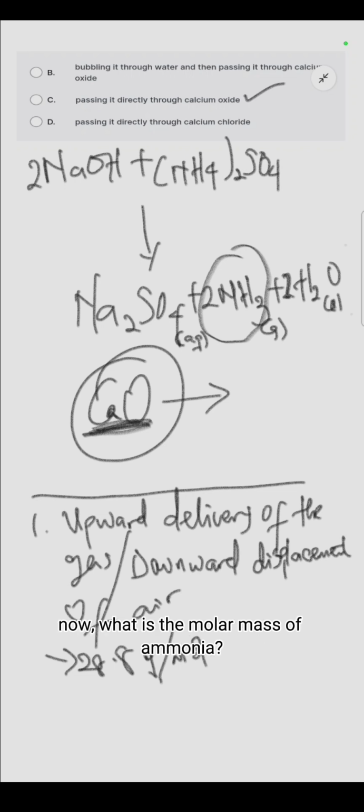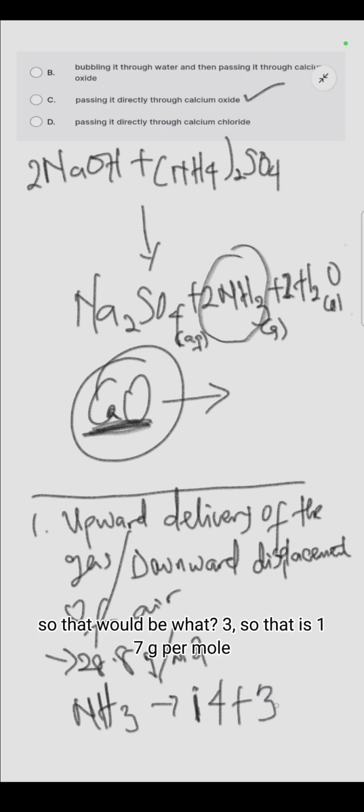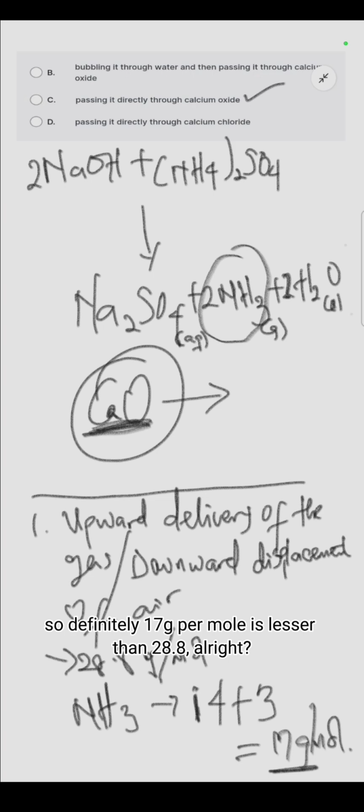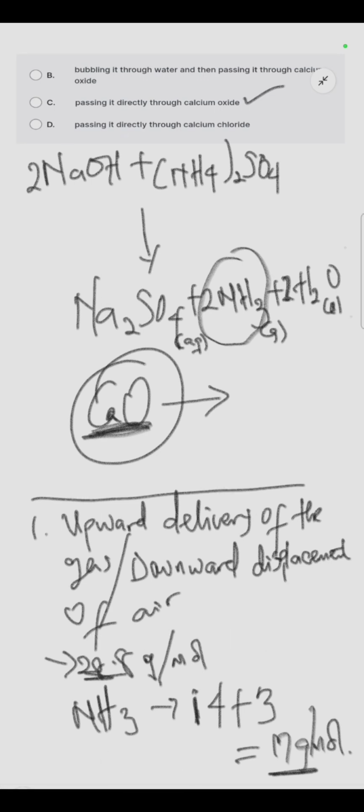Now, what's the molar mass of ammonia? Ammonia is NH3. So nitrogen is 14 and hydrogen is 1, but we have 3 atoms of hydrogen here. So that would be 3. So that is 17 gram per mole. So definitely 17 gram per mole is lesser than 28.8. So it means that the method that you're going to use to collect ammonia in the lab is upward delivery of the gas. That is, the gas is going to float on top and air will come down. That is why it is called upward delivery or downward displacement of air. All right, so that is it for the first method.